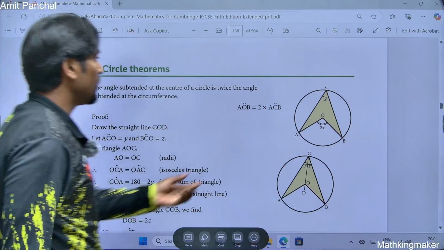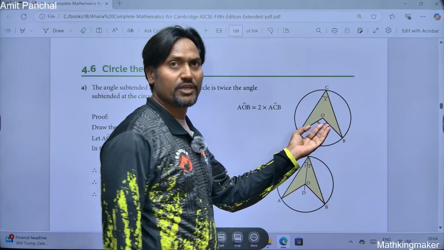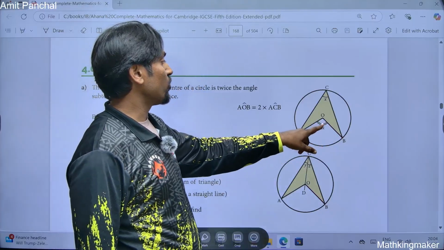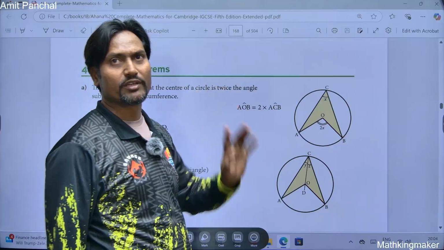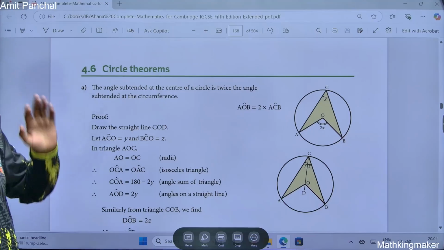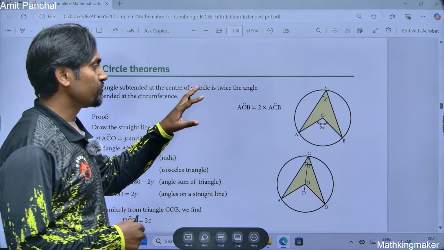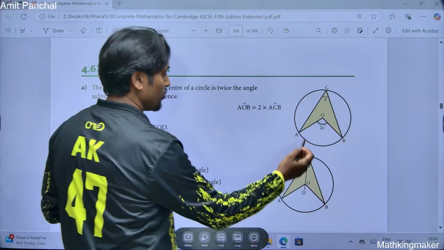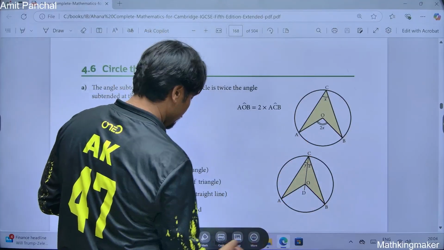Okay, so the angle made at the center is twice the angle made at the circumference. That is circle theorem number 1. Okay, so now we'll prove it. How are we going to prove it?